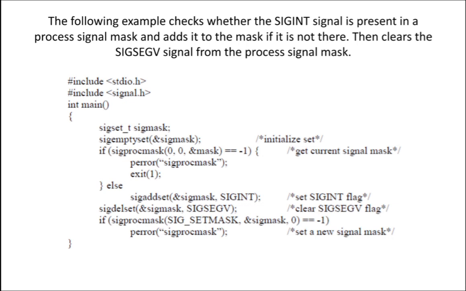That's why I'm checking whether the mask is present or not. Yes, if the mask is present, it goes to the else condition. It's going to add the signal into the signal mask. You can see there I'm using the function sigaddset. Why am I using that? I'm going to add the signal SIGINT to the signal mask, right?